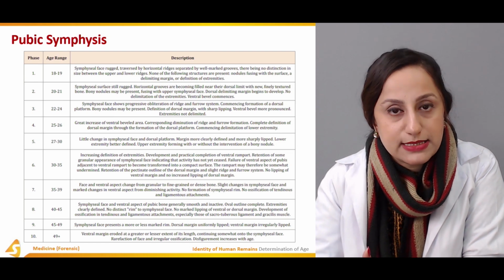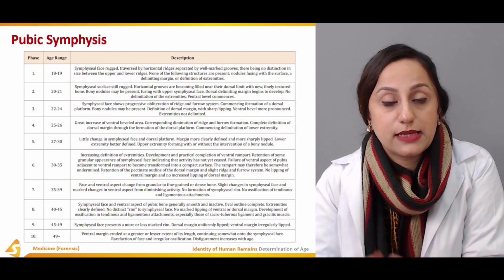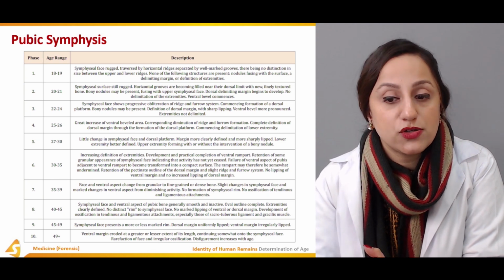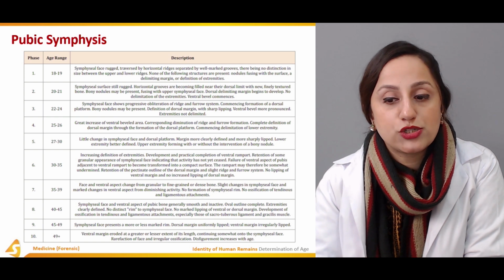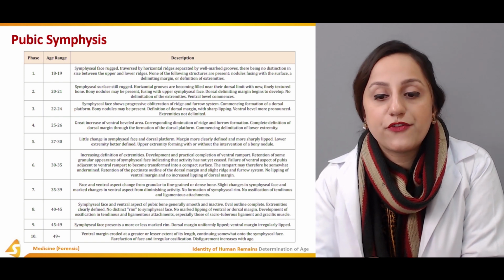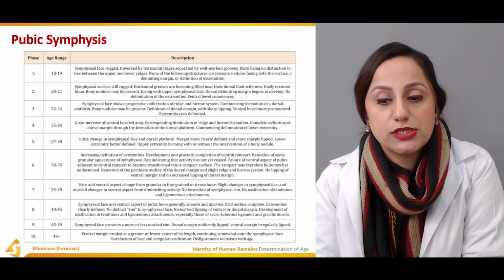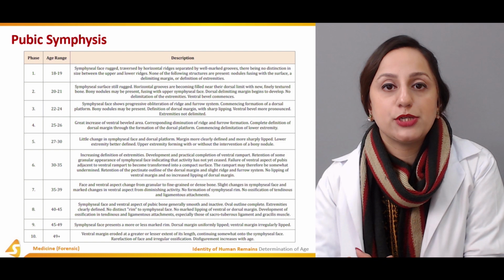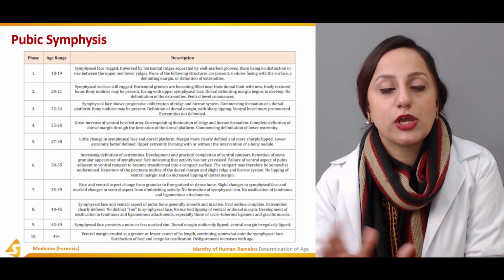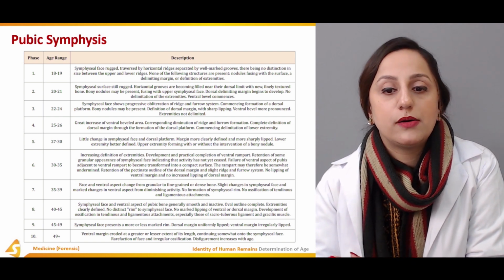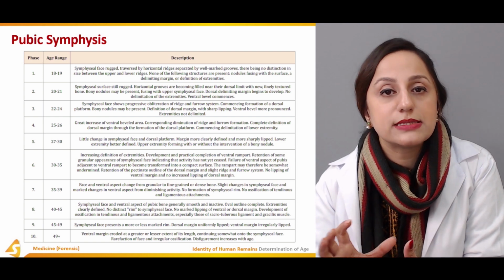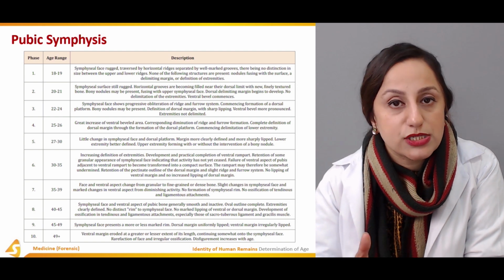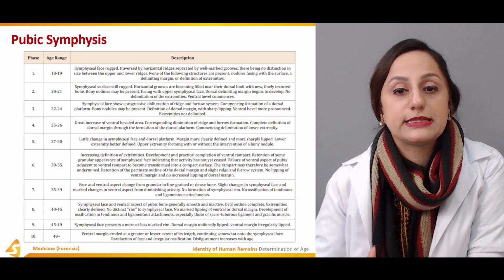At 49 plus, that is the aging process that comes into play, and the ventral margins are eroded to a greater or lesser extent of their length, continuing somewhat onto the symphysial face. Refraction of the face and irregular ossification, disfigurement increases with age. So the aging process has all come into play. And we can always refer to this table. We don't have to memorize it, it's just a simple general discussion. What are the age changes that happen during the pubic symphysis?